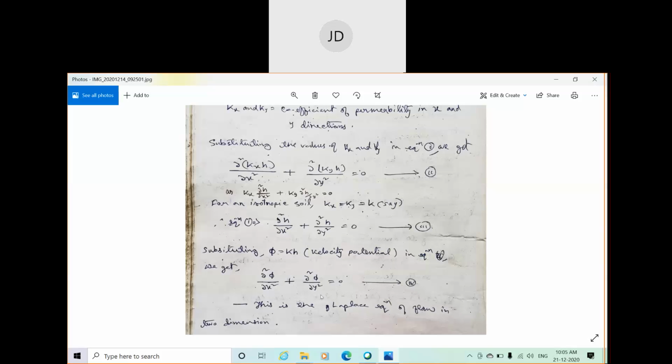And this particular theory, or you can say this derivation, is done by this Laplace equation. This equation is proposed by Laplace. That's why this is known as Laplace equation.